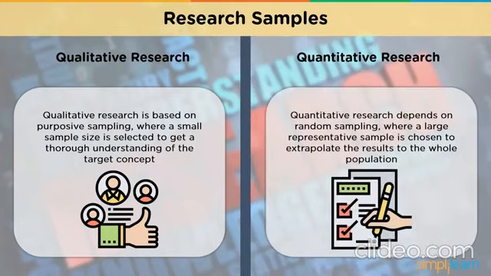While quantitative research depends on random sampling, where a huge representative sample is selected in order to induce the outcomes of the entire population. Here each sample has an equal probability of being chosen. A sample chosen randomly is meant to be an unbiased representation of the total population.